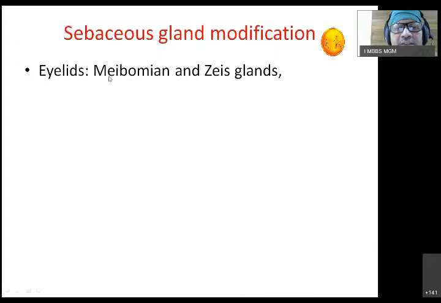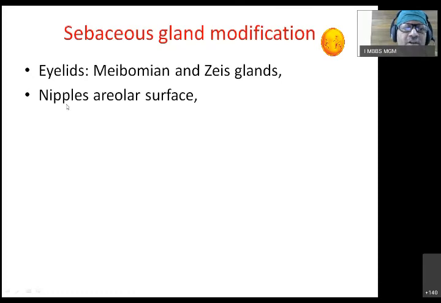Meibomian gland secretion helps to form a layer over the tear film, which is secreted by the lacrimal gland, so that it doesn't get easily evaporated, and it is bactericidal also. And Zeis's gland makes the hair which has been growing from the eyelid, the eyelashes, smooth, and this will not allow friction over the cornea. So these two glands, meibomian gland and Zeis's gland, are basically modifications of sebaceous gland in the eyelid.